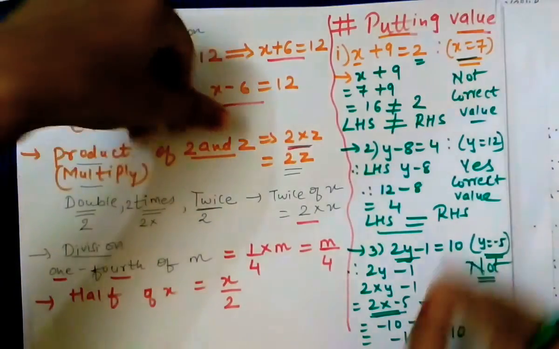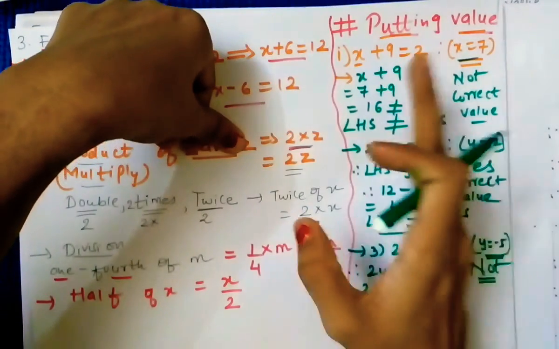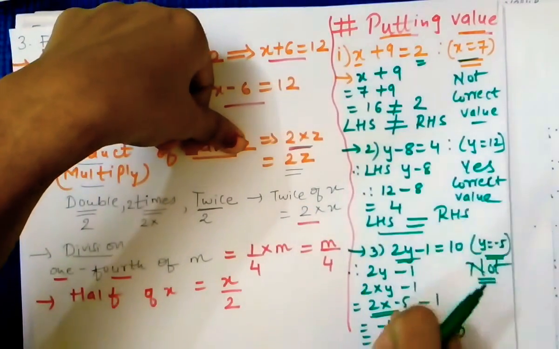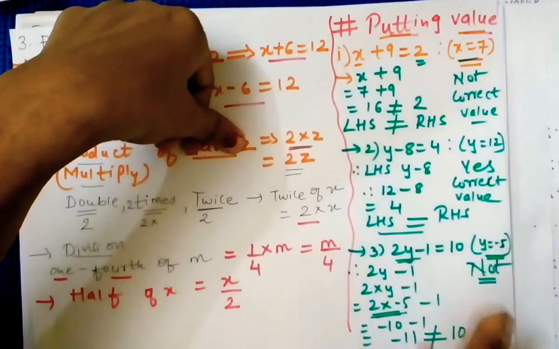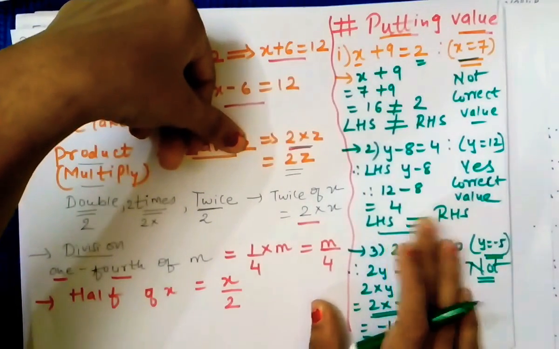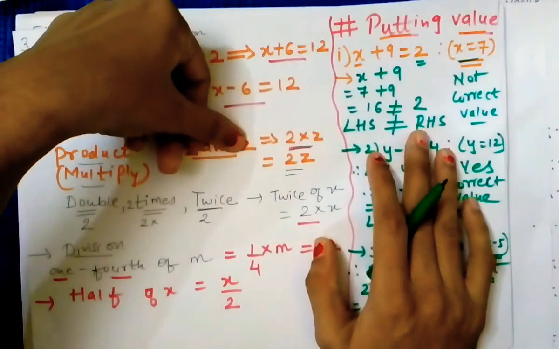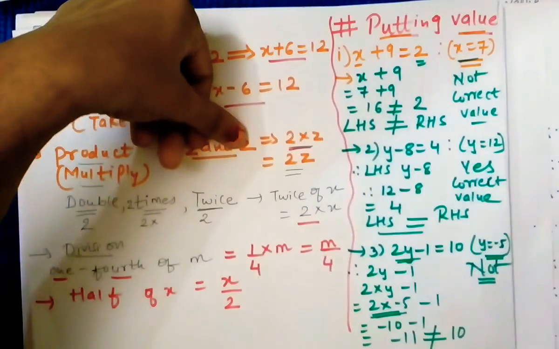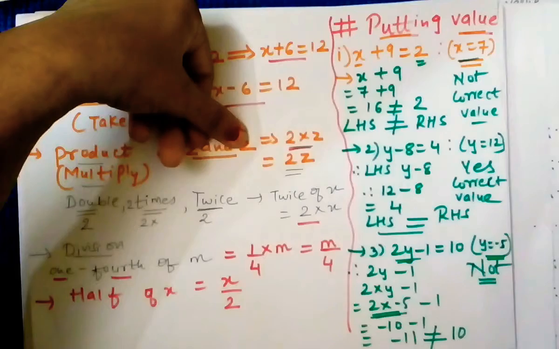So this way, values are given, you have to keep them and check whether the values are correct or not. We will see this when we do our textbook exercise. So this was the topic, putting values. Now moving ahead with the next topic of the chapter.